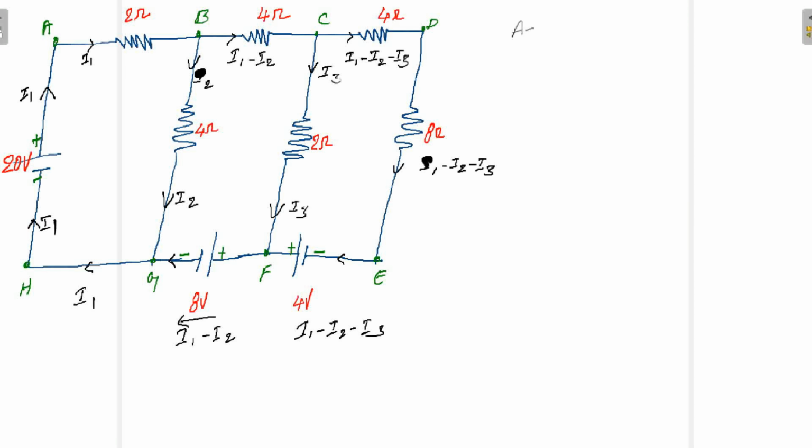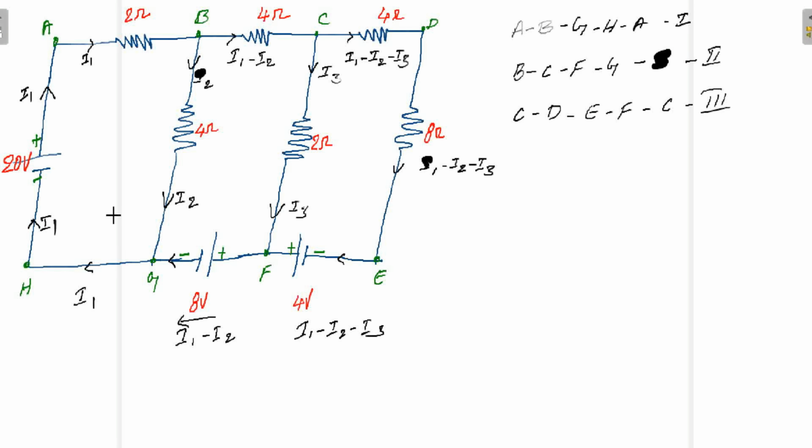A to B, B to G, G to H, H to A. This is loop 1. The next loop is B, C, F, G, B: B to C, C to F, F to G, G to B again. This is your second loop. Next, the third loop: C to D, D to E, E to F, F to C. This is your third loop.